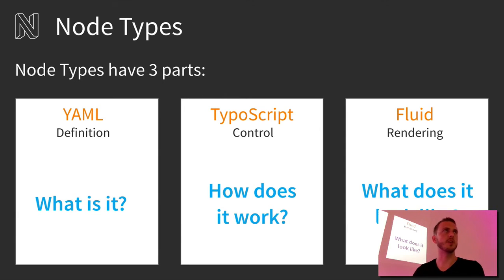And node types basically consist of three parts from a technical perspective. We've got a definition, which basically says what is it, what can it do, what properties does it have. We've got the TypoScript, which defines how it works. And in most cases, this is really simple, or you don't even need it at all, as we're going to see later. And then at the end, you've got your Fluid templates, which is basically a templating language, just like Twig or any other. And there you define your HTML templates and what your node type looks like.